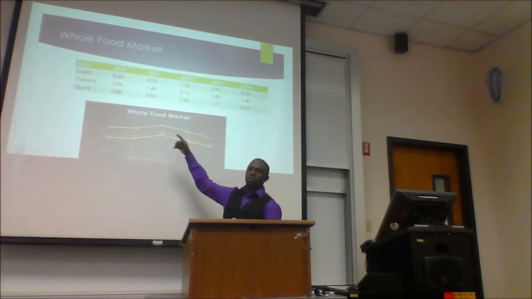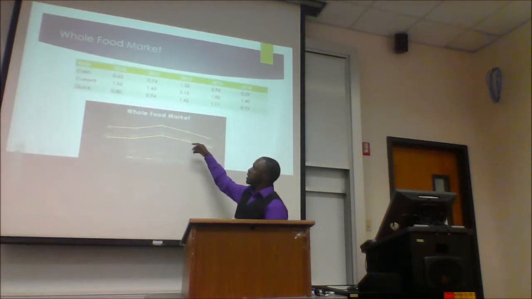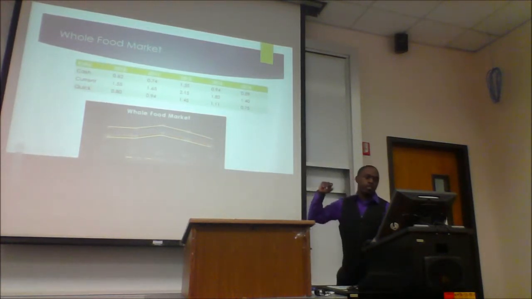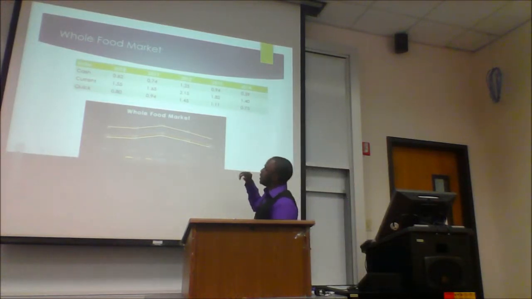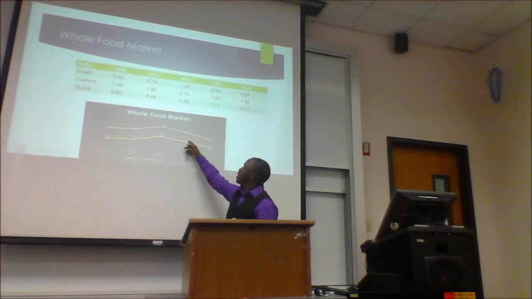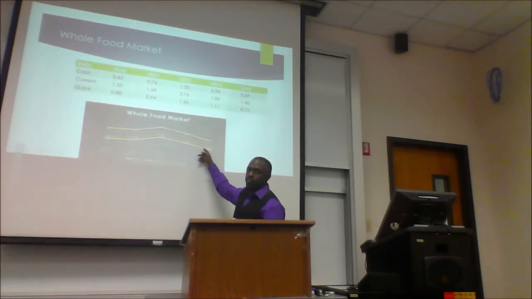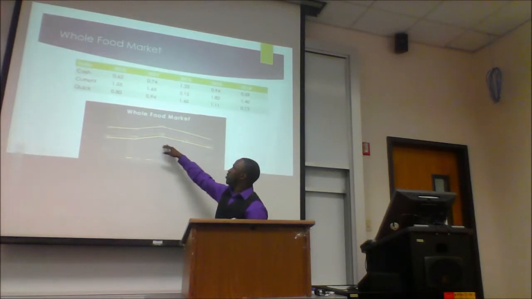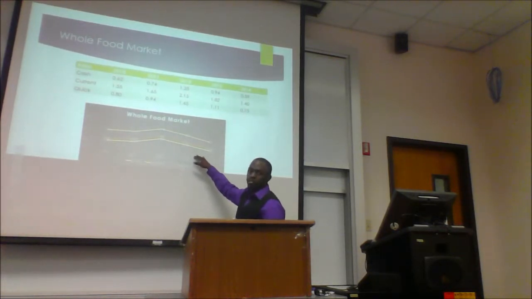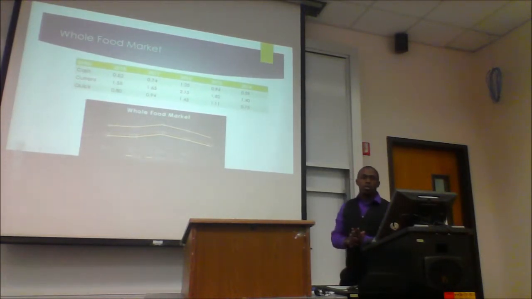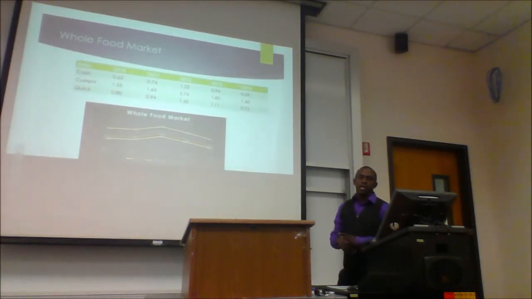For Whole Foods Market, which is my first company, the cash ratio in 2012 was 1.25, in 2013 0.94, and in 2014 0.59. As you see in this chart, the cash ratio was high, but then it decreased in 2013, and in 2014 decreased even more. The current and quick ratios were also fairly high, but they also decreased each year. Keep in mind that you want the cash, current, and quick ratios to be higher.